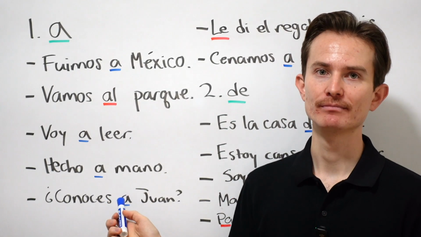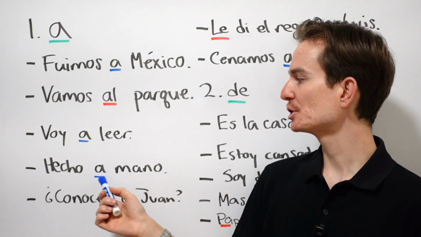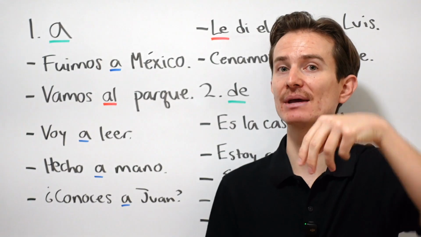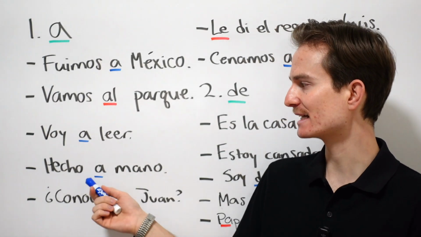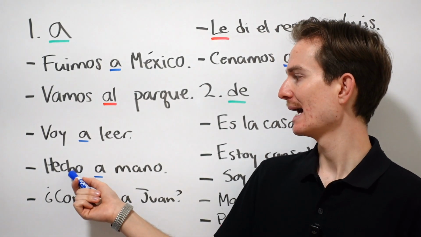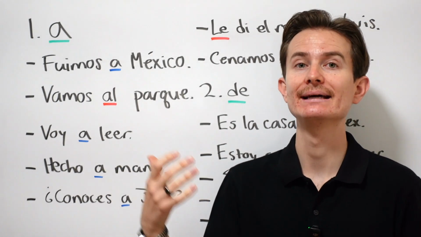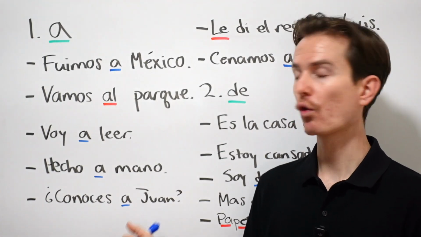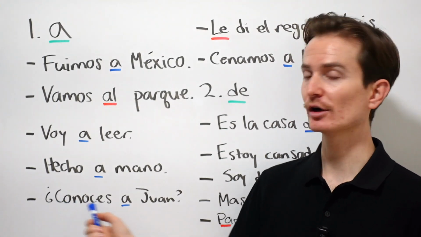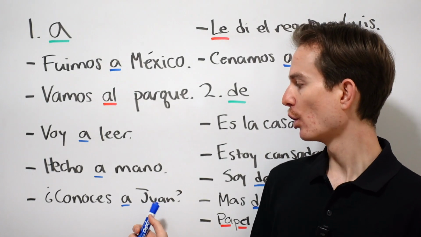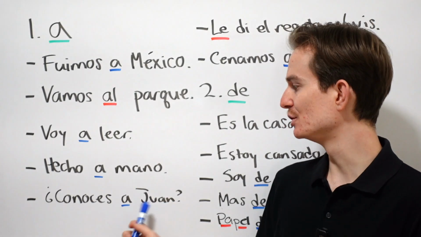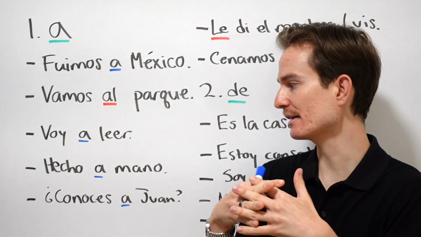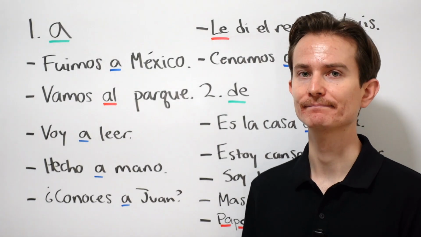Hecho a mano. Now, this is an interesting use case. Hecho a mano. We use a when we're saying how we did something. So, caminé a pie. I walked on foot. Or, in this case, we have what's called the past participle, hecho a mano, made by hand, okay? ¿Conoces a Juan? Do you know Juan? Okay, so once again, here's our verb, and then here's our noun. So the action of me knowing is directly affecting Juan. It affects Juan, and therefore we use a to connect them together, okay? Conoces a Juan. Okay, cool.